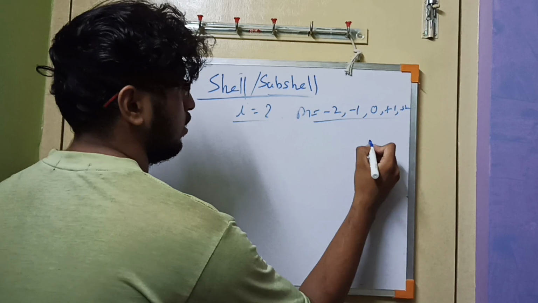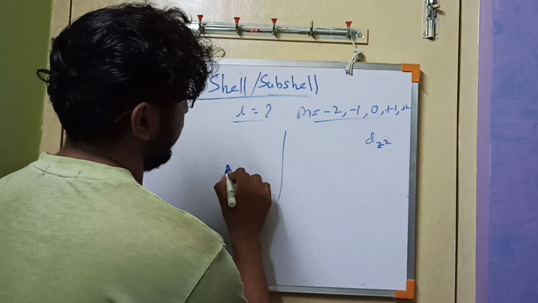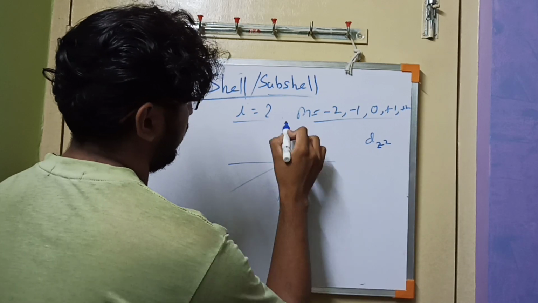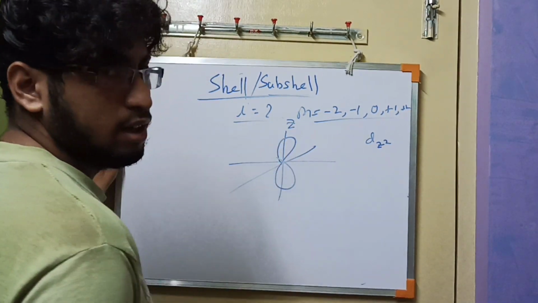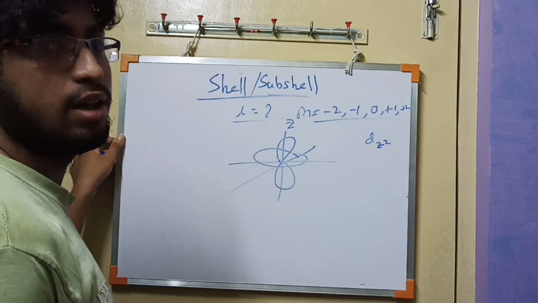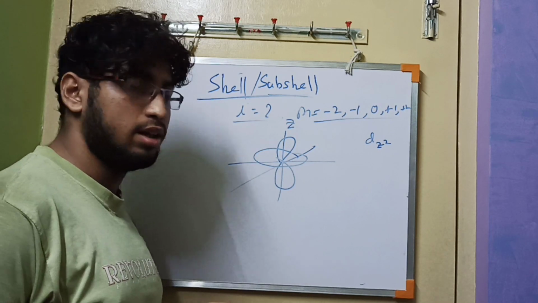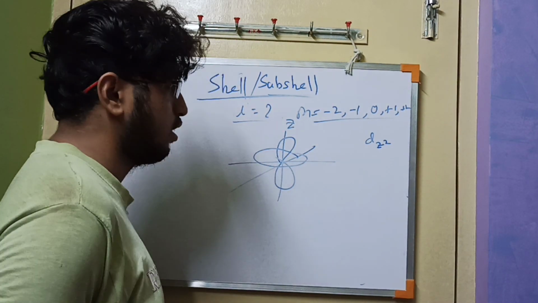Now, the last one, dz square. This is a very different structure. If we take this axis as z, it will be like this, and a circular ring will be at the middle. So this is the dz square orbital structure.